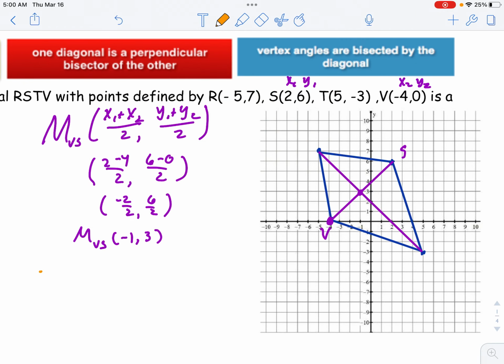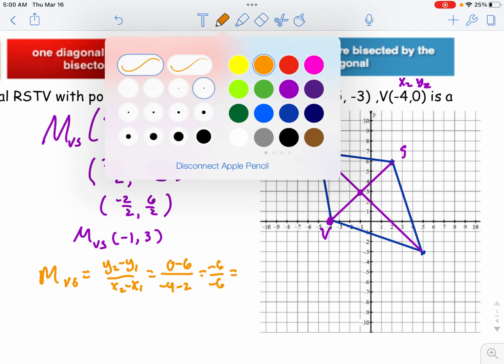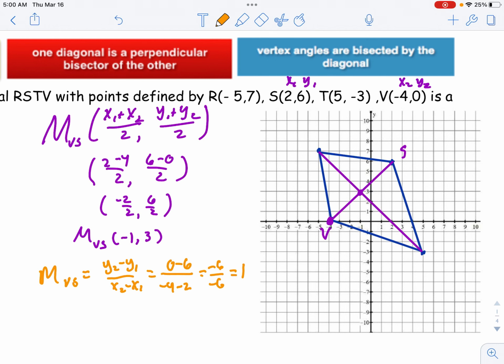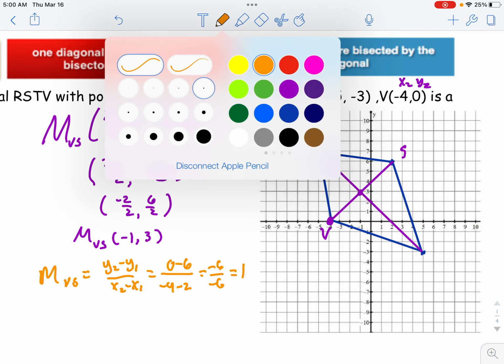Let me pick a different color. The slope of VS, y2 minus y1 over x2 minus x1. So, same thing. We're going to just do 0 minus 6 over negative 4 minus 2, negative 6 over negative 6, which is negative 1. Or, excuse me, positive 1. Alright, so it has a slope of 1.